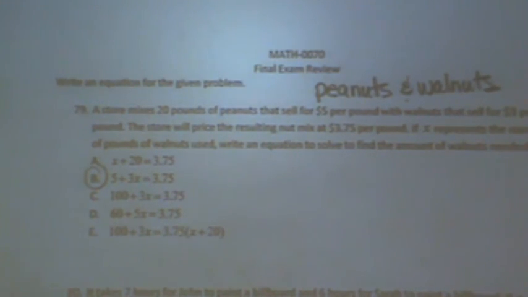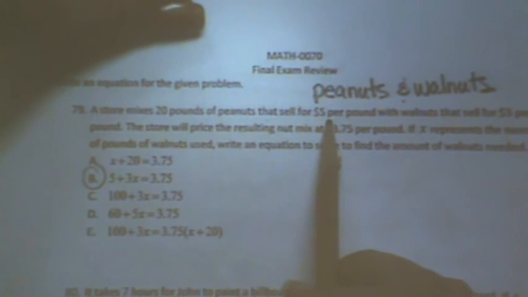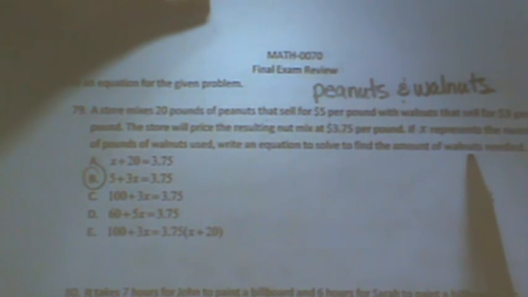So we have 2 items. We have peanuts and we have walnuts. So a store mixes 20 pounds of peanuts that are $5 a pound and walnuts that are $3 per pound. So we're talking about the walnuts.